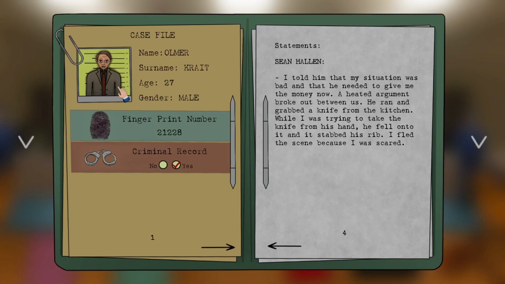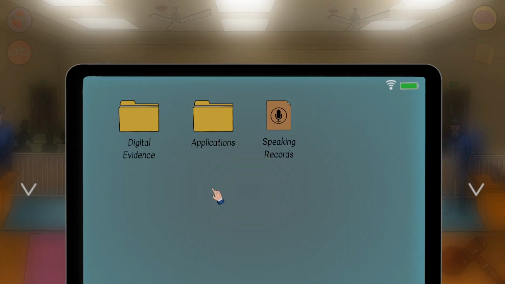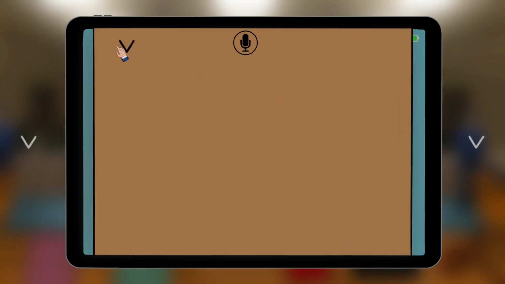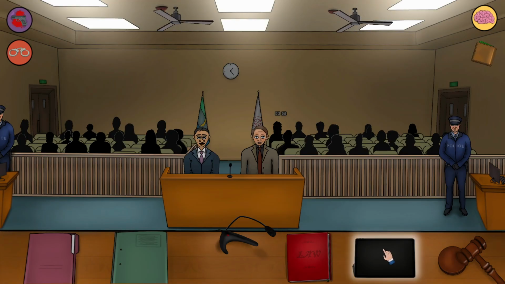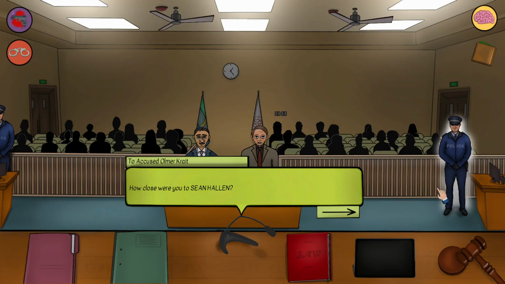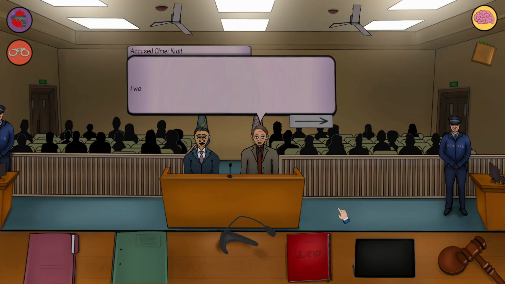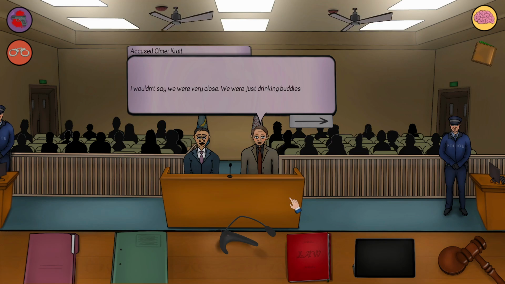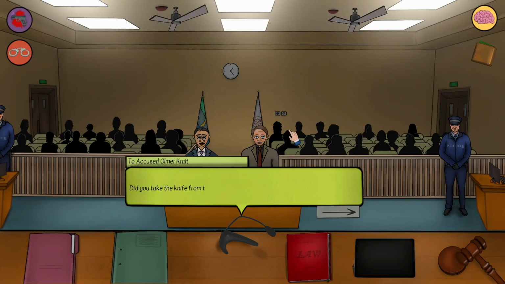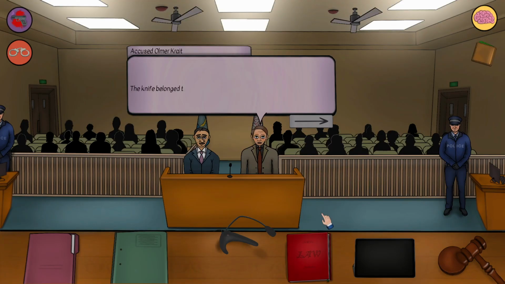So Sean said that. Any digital evidence? Recording of this? Let me ask you, how close were you to Sean Helen? I want to see if we were close. We were just drinking buddies at a bar, that's all. You took the knife from the kitchen, or did he bring it? The knife belonged to him. I never held it in my hands.